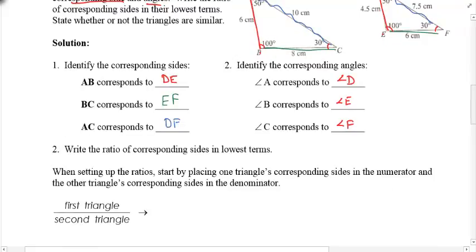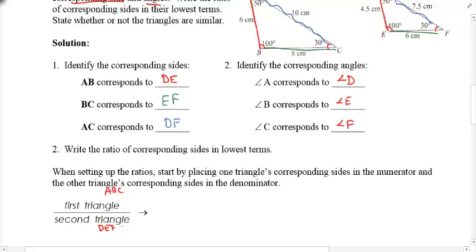And now, can we write the ratio of the corresponding sides in lowest terms? So when setting up ratios, start by placing one triangle's corresponding side in the numerator and the other in the denominator. Does it matter which one goes on top and which one on the bottom? No, just be consistent. So in this case, if I call my first triangle ABC, then that means all the lengths for ABC are on top, and the second triangle, which is DEF, all those go on the bottom. Okay, just to be aware.